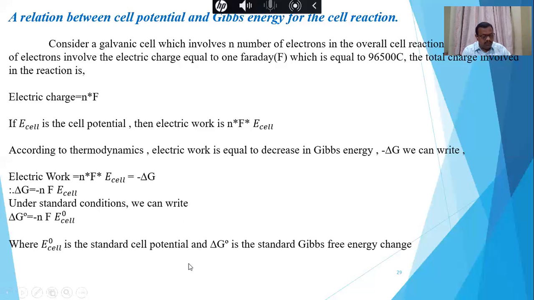So with this, we'll stop here, and in the next lecture, we'll discuss further the relation between cell potential and Gibbs free energy.